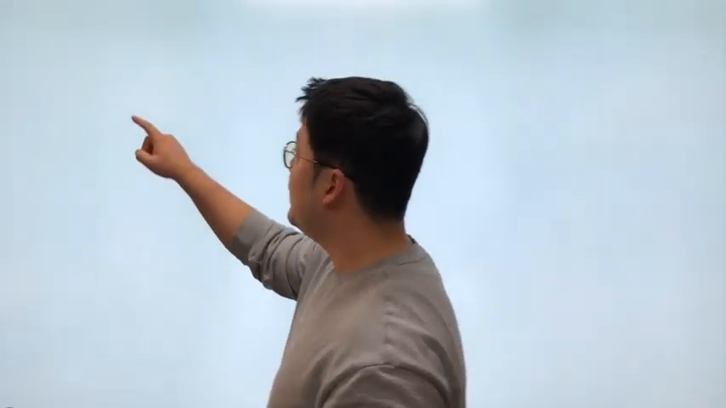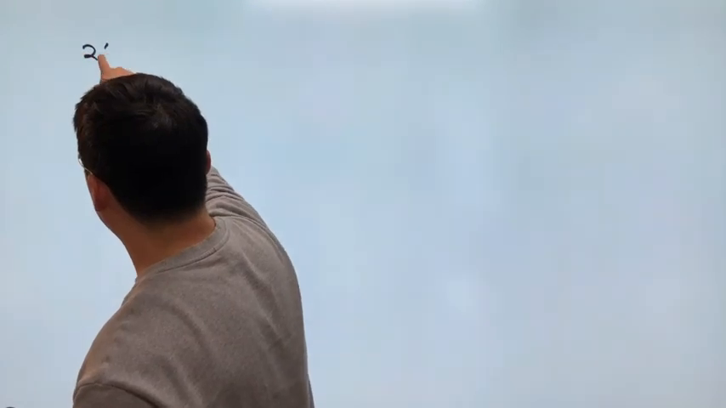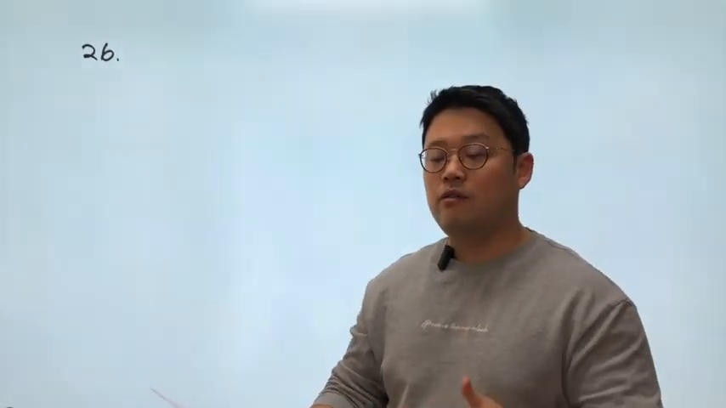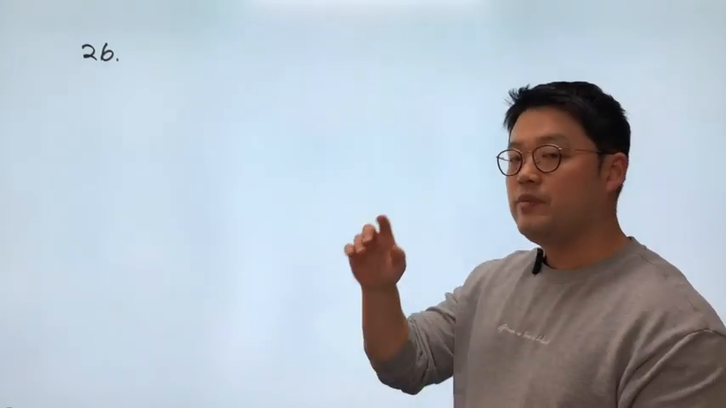Hey guys, let's go to problem 26. So 26 does involve absolute valued expressions. We need to find the minimum value, but it's been given to us already. So how do we sketch this graph, and how do we solve this? Well, here's what's going to happen.